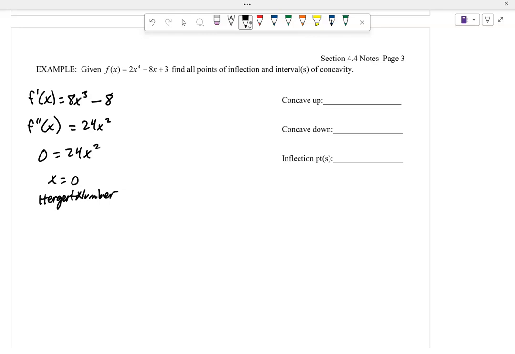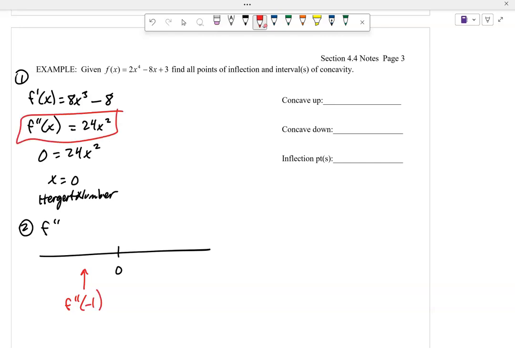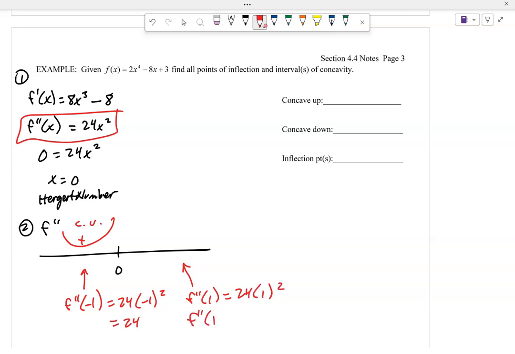We're going to go ahead and test around it. So the second derivative test around this 0. And let's go ahead and throw in negative 1. We'll throw it into the second derivative. So we have 24 times negative 1 squared. 24 times 1 is just 24. So it's positive. That means we're concave up. The original function is concave up. Let's throw in f double prime of 1. 24 times 1 squared. That is also, second derivative of 1 is also positive. So that also means we're concave up again.